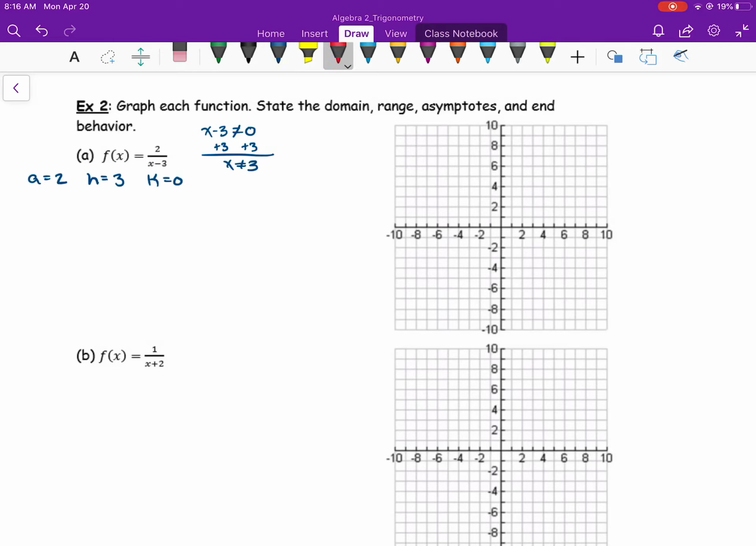And these also happen to be, so h is our vertical asymptote, and k is my horizontal asymptote.